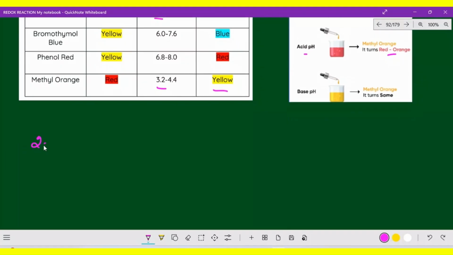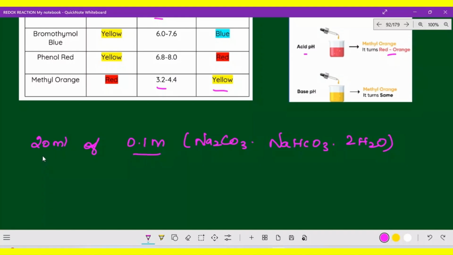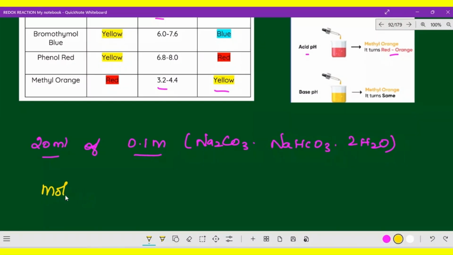Here, 20 ml of 0.1 M solution of the compound. We have to find the molarity. Here Na2CO3·NaHCO3·2H2O is a mixture. They have given 0.1 M molarity and volume 20 ml. So the moles of Na2CO3, we can find using the formula: molarity into volume of solution in liters.